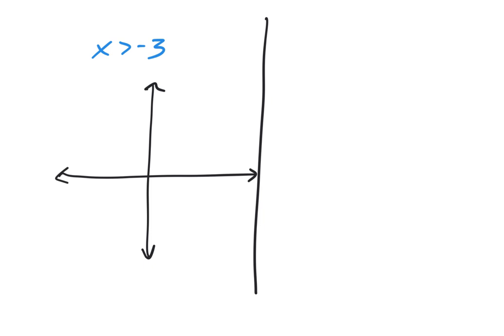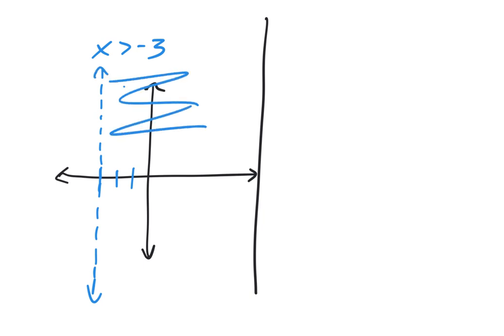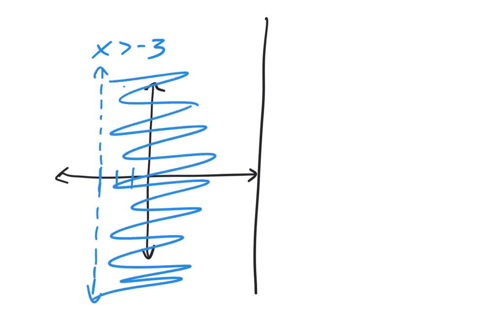Okay, so what we're going to do here is we're going to go left 3. Now here's where you got to be careful. Do we have an equal sign underneath the less or the greater than symbol? Nope. So this is going to be a dashed line. And we're going to shade. Think about a number line. Greater than is always going to go right. Less than is always going to go left. So greater than means we're going to shade to the right of that line.